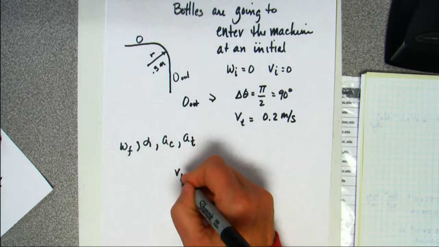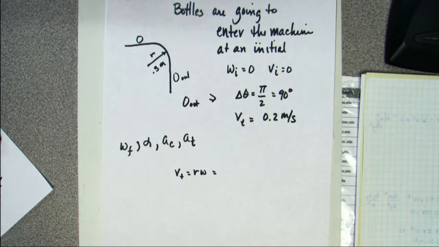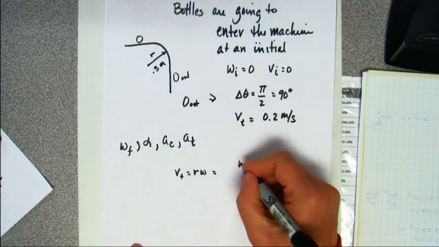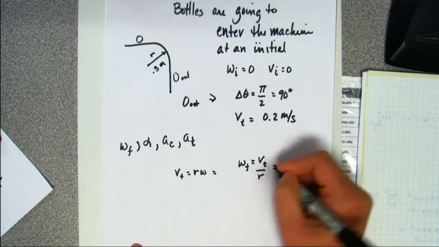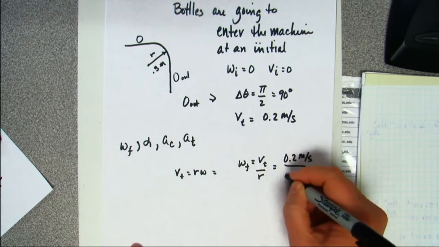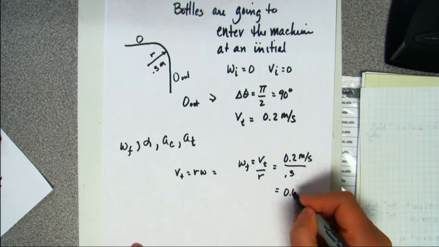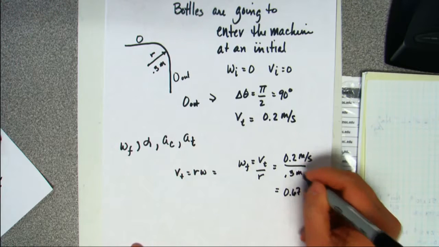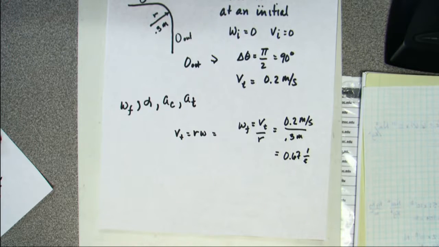Well, tangential velocity is equal to r omega. Okay? And omega final is going to equal the tangential velocity divided by r. We're given the tangential velocity 0.2 meters per second. We know r, it's 0.3. This gives me 0.67 radians per second.